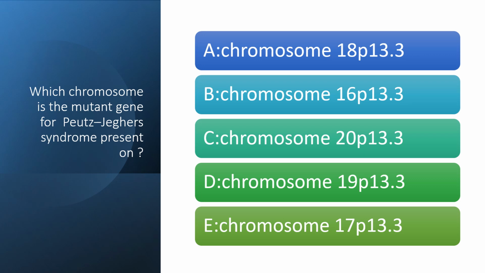Which chromosome is the mutant gene for Peutz-Jeghers syndrome present on? Is it A, chromosome 18p13.3? Is it B, chromosome 16p13.3? Is it C, chromosome 20p13.3? Is it D, chromosome 19p13.3? Or is it E, chromosome 17p13.3? And the answer is D, chromosome 19p13.3.